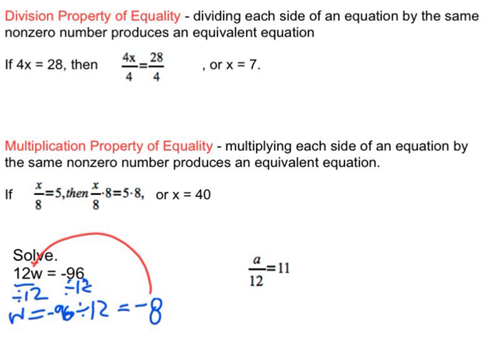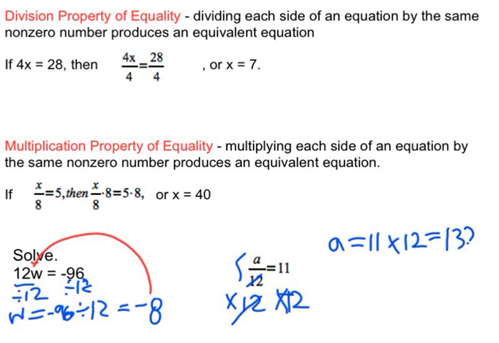For this one here, what you have is a divided by 12 is equal to 11. Remember, the fraction symbol just means a divided by 12. So in this case, you're going to multiply both sides by 12. And when you multiply both sides by 12, this cancels out with this, and you're left with a is equal to 11 times 12, which is just going to be equal to 132.